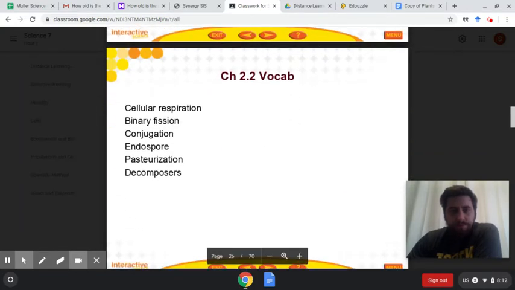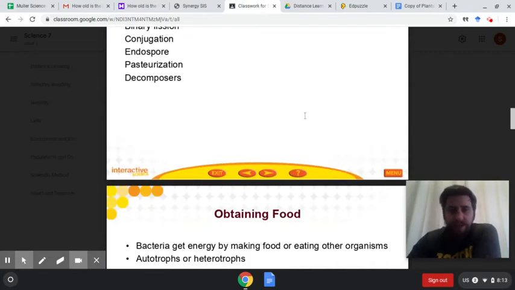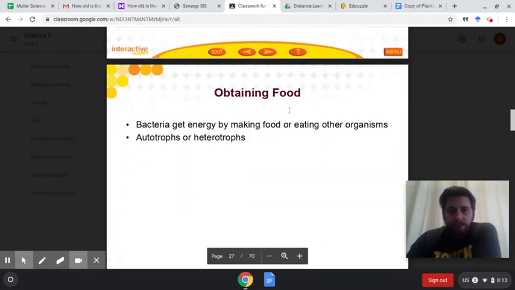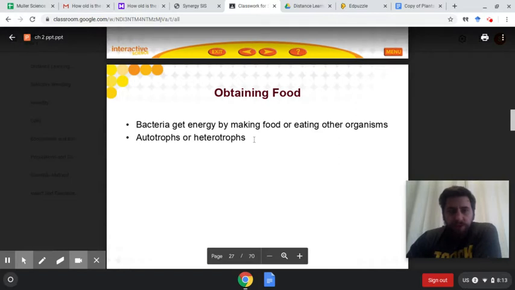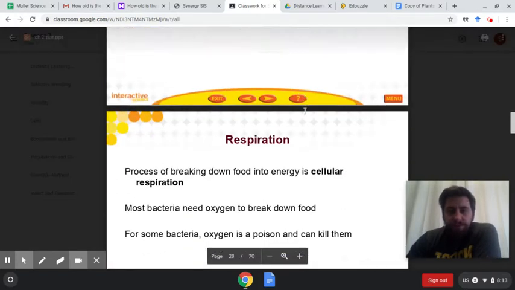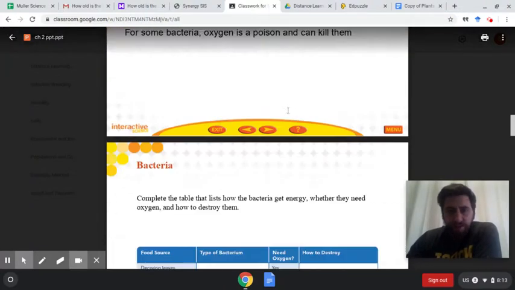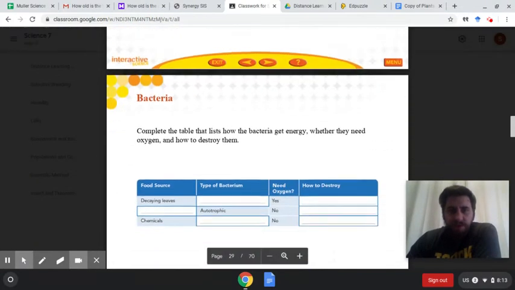Okay. They reproduce through conjugation and binary fission. So write that down. Again, autotrophs and heterotrophs, they get energy by making food or eating other things. They go through the process of cellular respiration. That's an interesting thing to write down in the interesting box.